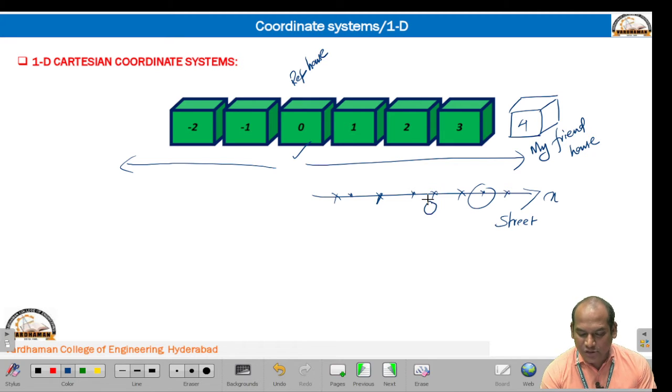If I take this as 0, that is the reference, then if I say 1, that is nothing but this particular location. If I say -1, that is nothing but this particular location. So, on this particular line, any point can be represented like this. So, this is about the one dimensional Cartesian or rectangular coordinate system. Specifically, we can tell this is a Cartesian coordinate system only.